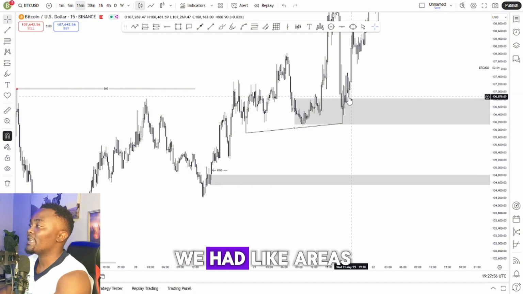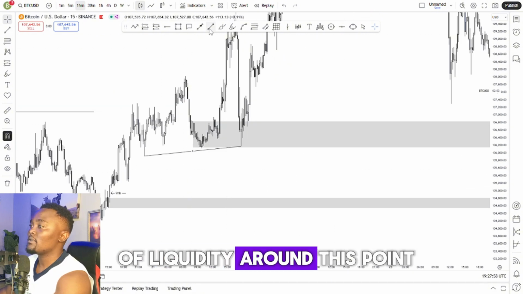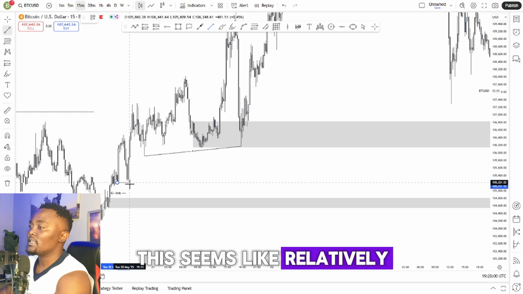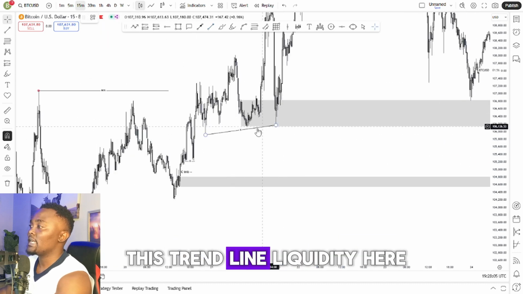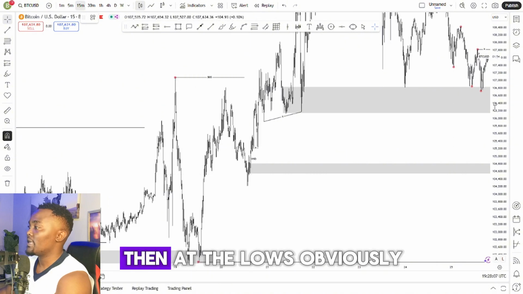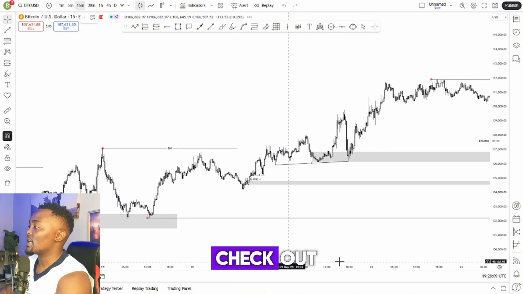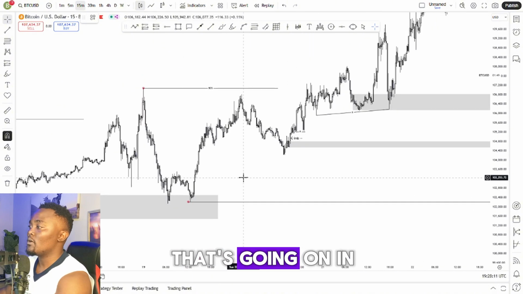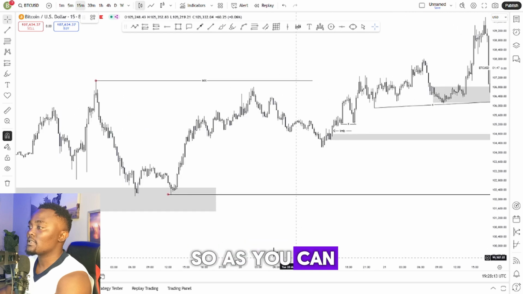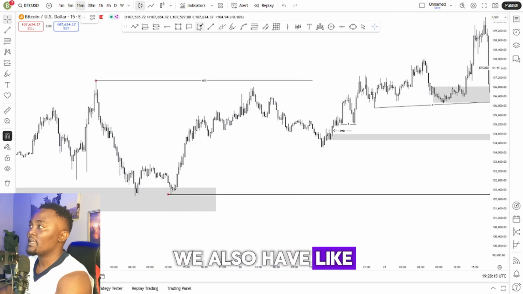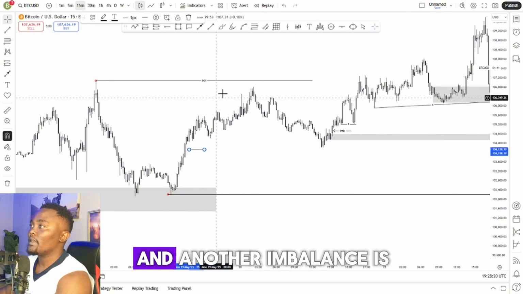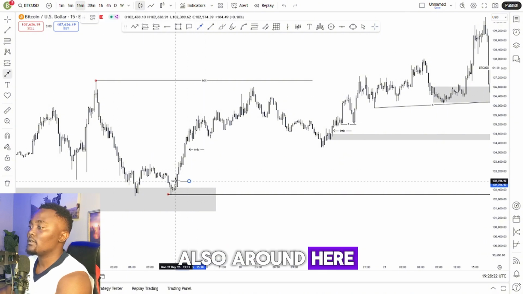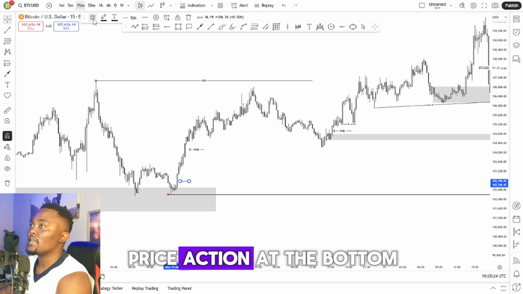And then as you can see, we had areas of liquidity around this point. This seems like relatively equal lows around this point. Then we had this trend line liquidity here. Then at the lows, obviously you just have to check out each and everything that's going on in your price action. So as you can see here on the lows, we also have an imbalance. The imbalance is around here, and another imbalance is also around here. So there's a lot of imbalanced price action at the bottom.